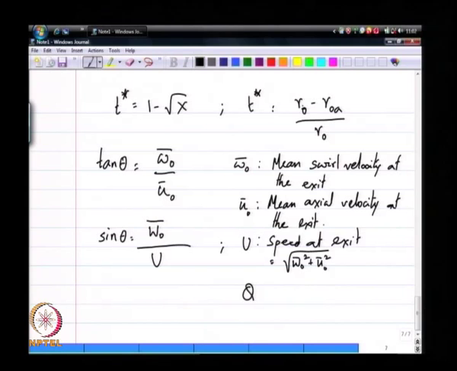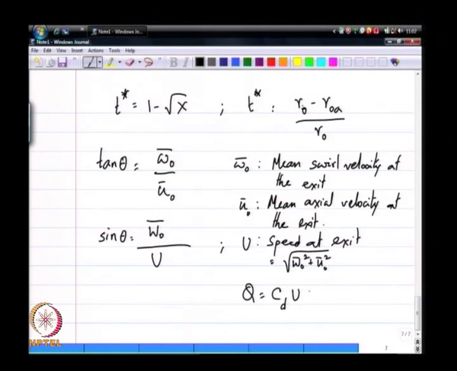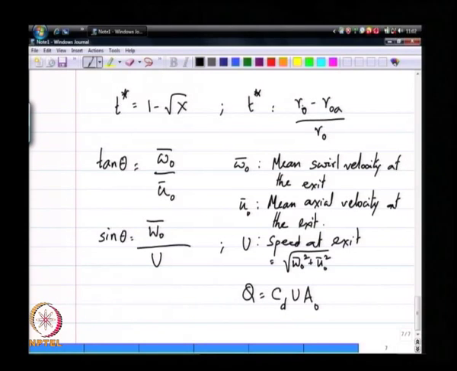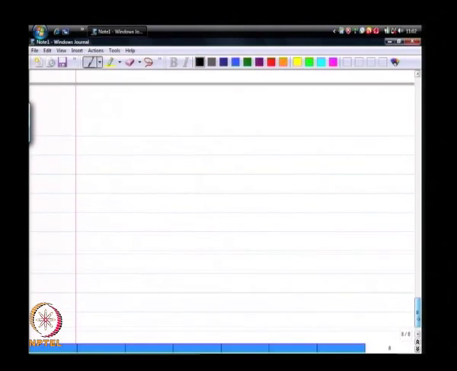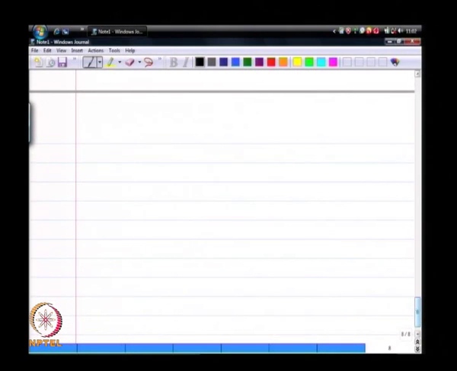Okay, and I can write a simple expression as u times A0. This is the basic definition of any discharge coefficient. U times A0 is the theoretical flow rate, and q, the actual flow rate, divided by u times A0, the theoretical flow rate, is the discharge coefficient. Now, I need an estimate for W0 bar before I can tell you what sin theta is going to be.